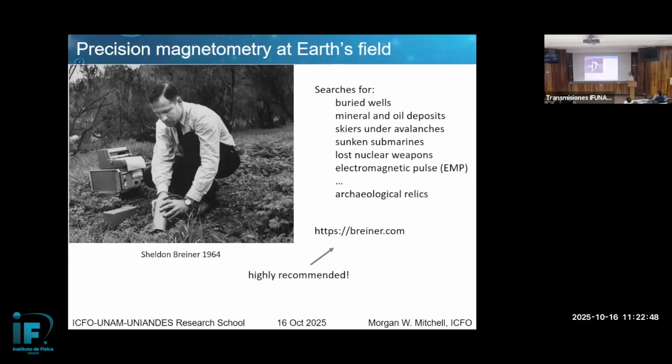So he was there when atomic vapor magnetometers were first invented, and he applied them to looking for underground structures, minerals, skiers that had been lost under the snow. There is a famous case where an American plane with a nuclear weapon on board crashed and fell into the sea off the coast of Spain, and that was found using magnetometers to find the steel parts of the plane. He has passed away, but if you want to read about his exploits, you can still see them on his website.